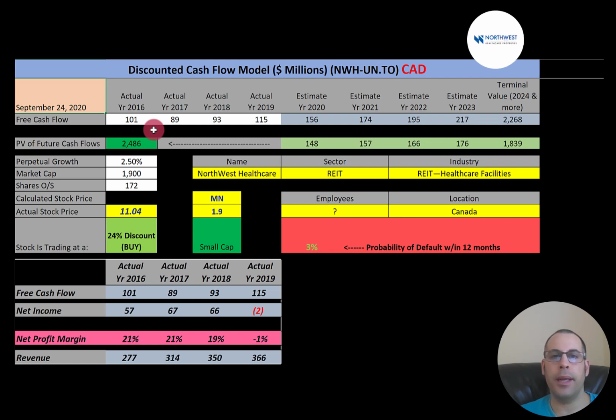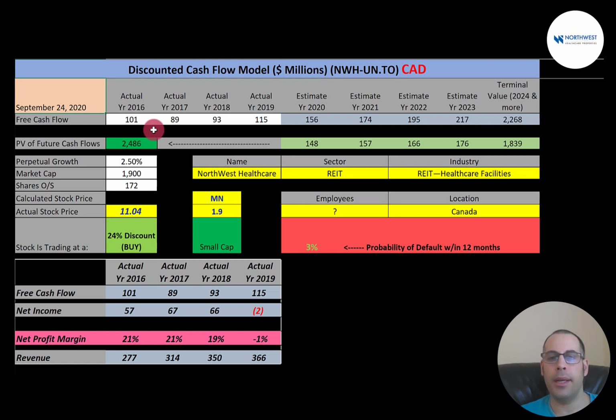The fifth REIT and the third Canadian REIT is Northwest Healthcare. This has a portfolio of high-quality healthcare and real estate. It has 175 income-producing properties throughout Canada, Brazil, Germany, Australia, and New Zealand. Let's get started with the model. They have a market cap of $1.9 billion. They're trading at $11.04 a share, and they have 172 million shares outstanding.